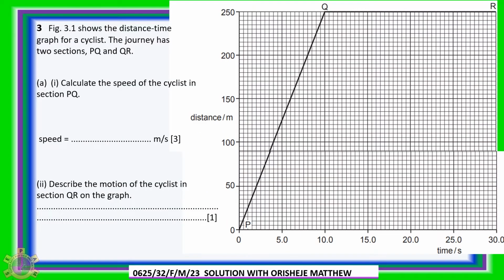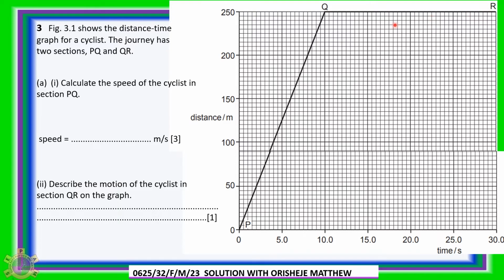Question 3 shows the distance time graph for a cyclist. The journey had two sections, section PQ and section QR. So you have section PQ from O to this point on the distance time graph, and then from Q to R it is not moving, so it's at rest.